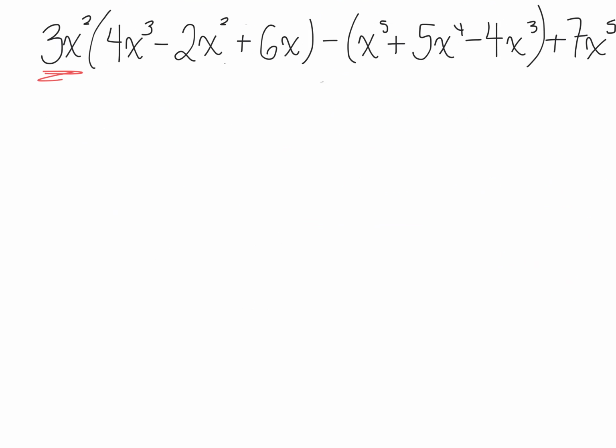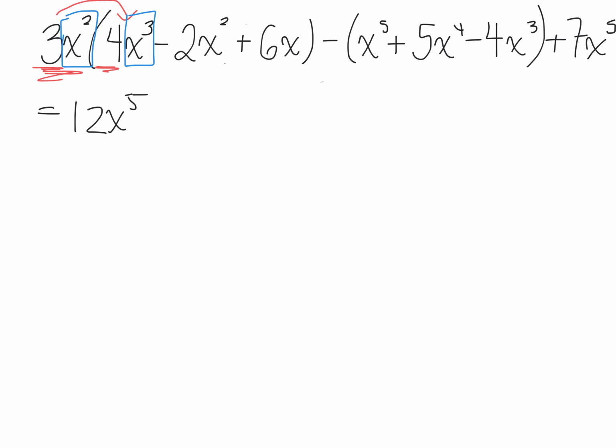3x squared, yep, what are we doing with that? Multiply the inside of the first bracket. Yes, so let's do the coefficients first. 3 times 4 is? 12. Okay, and what's x squared times x to the power of 3? X to the power of 5. Raise your hand if you got the first term right. Good, that's the easy part.